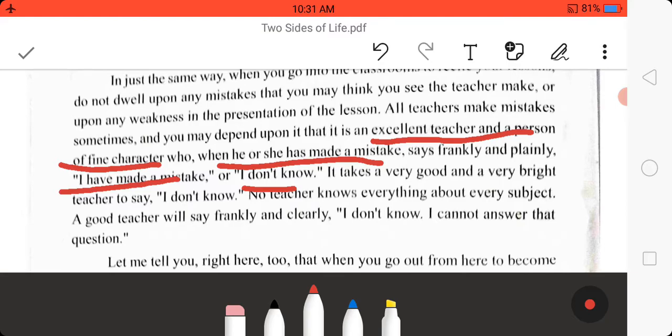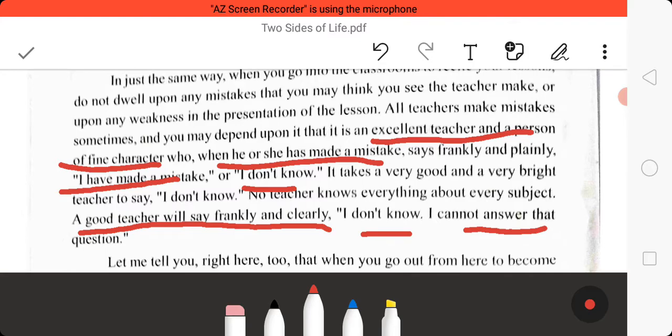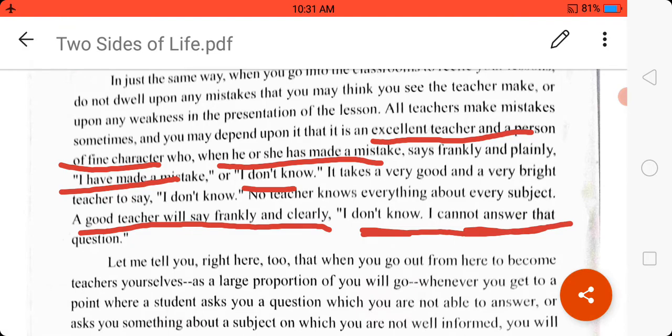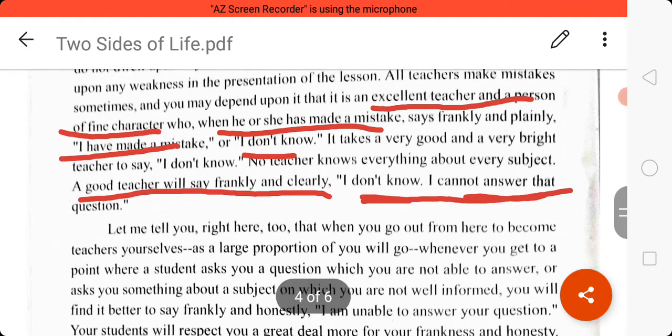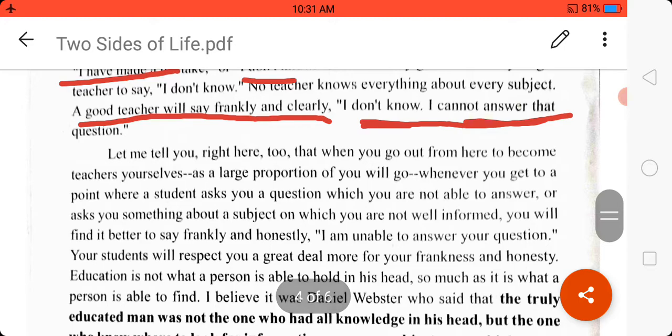So what he is telling is that an excellent teacher clearly and frankly says what they know. If they don't know the answer, they won't pretend. They will say, I don't know, I cannot answer the question, but I will go through it and clear your doubt the next time or the next period. So they clearly say, I don't know that one. Some people pretend, but the excellent teacher won't pretend. They will accept their mistake and tell you, I can't answer that, I don't know that one.